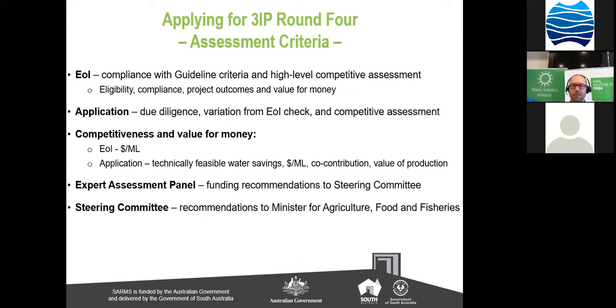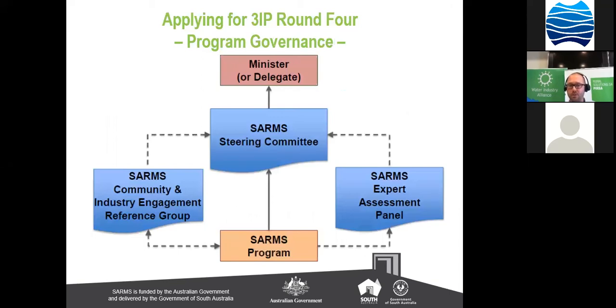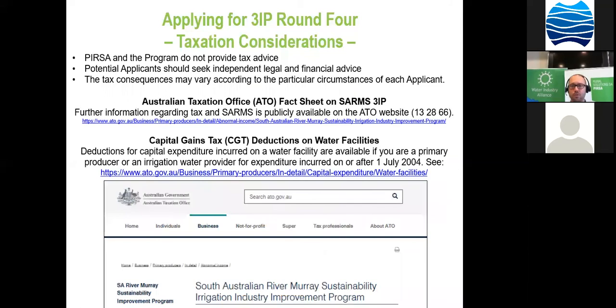Our expert assessment panel and steering committee are the ones who really do all the work then in terms of making the decisions and recommendations through to the minister. So as a SARMS program, we take on all of the applications. We help the expert assessment panel to understand those applications. They then put through recommendations on funding per project to the steering committee. The steering committee then look at those projects and rank them. If we are oversubscribed, there'll be a threshold to which we can no longer fund because we would run out of money. And then they will recommend through the most competitive package to the minister for approval. And that's the same as occurred across all of the different rounds.